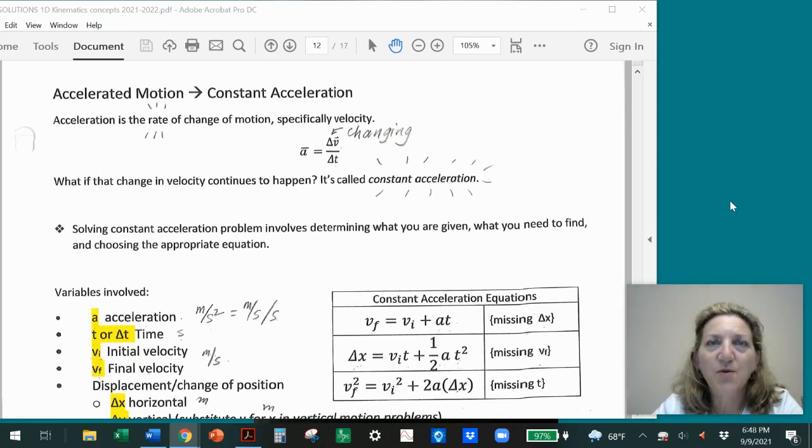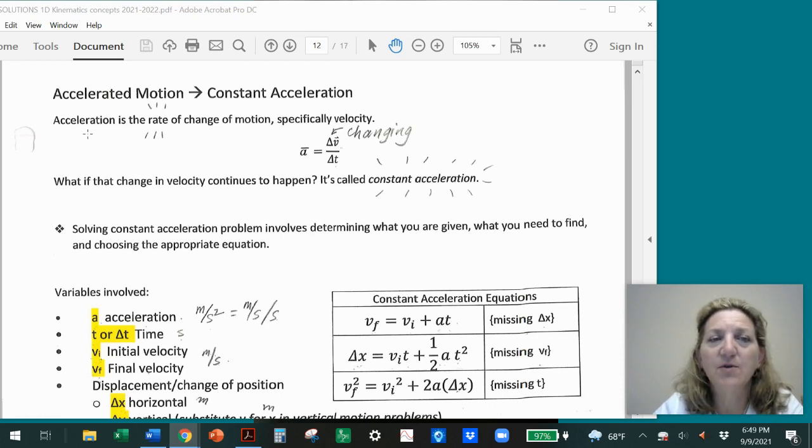We're going to continue with acceleration. We're going to branch out into equations, how to use them, and now start working in the y direction. Accelerated motion is constant acceleration for our class. We do not have changing acceleration.